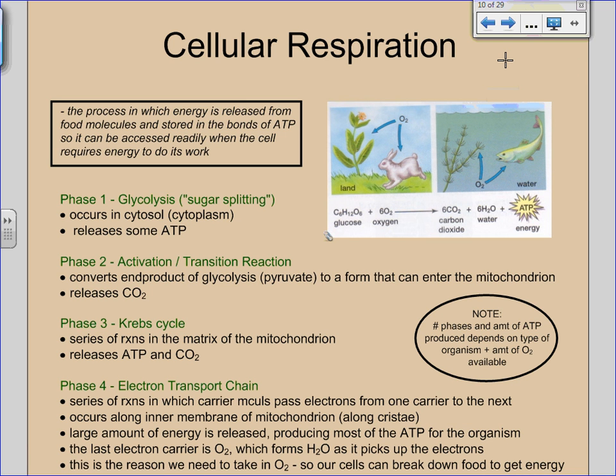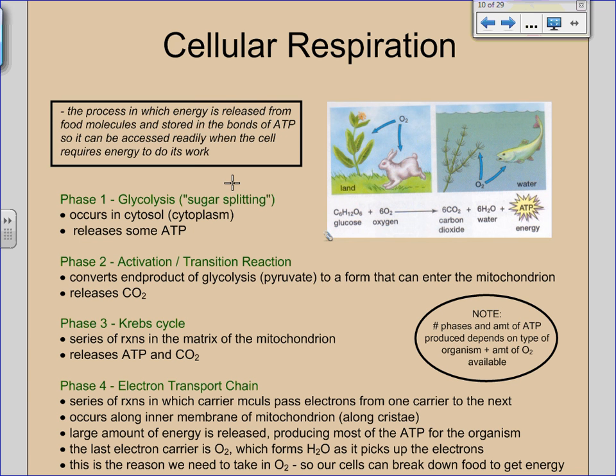Okay, so the last section that we're going to cover by video is cellular respiration. And cellular respiration is the process in which energy is released from food molecules and stored in bonds of ATP so that it can be accessed readily when the cell requires it to do work. There are 4 phases in cellular respiration.